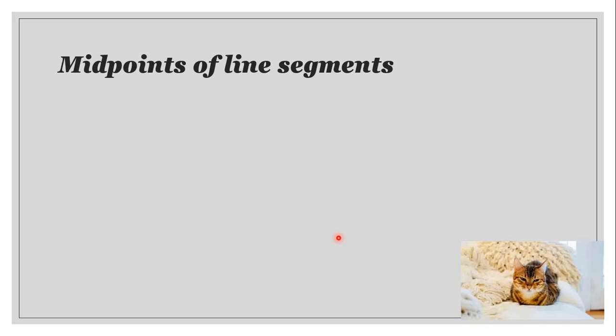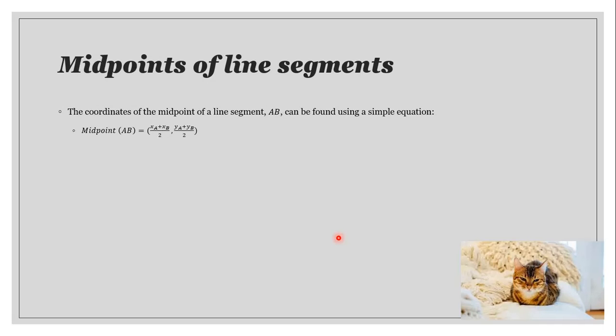Midpoints of line segments. So coordinates of the midpoint of a line segment, AB, can be found using a simple equation. Midpoint AB is equal to XA plus XB over 2, YA plus YB over 2. So they're the coordinates. So here's an example.